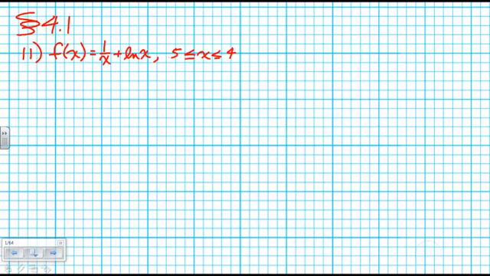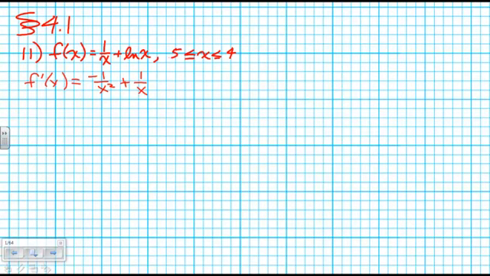So here's problem number 11 from section 4.1. We're going to use analytic methods to find the values of the extremes. Let's start out by finding all the candidates for those extremes. How about we find out what f prime of x is equal to? I believe the derivative of 1 over x is negative 1 over x squared. I believe the derivative of natural log of x is 1 over x.